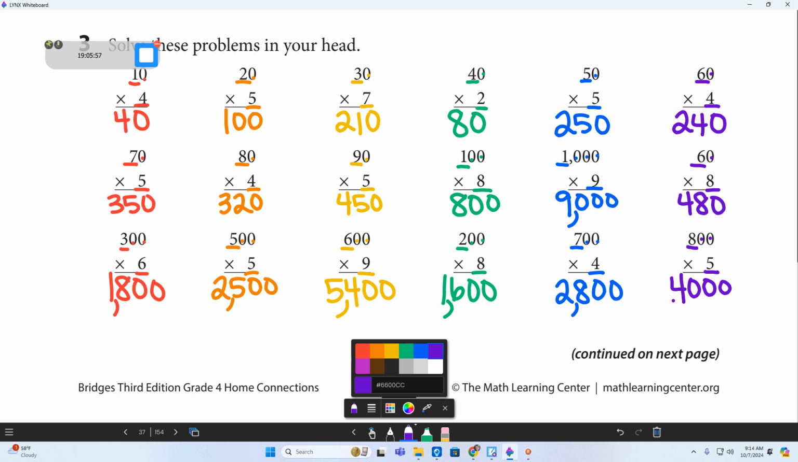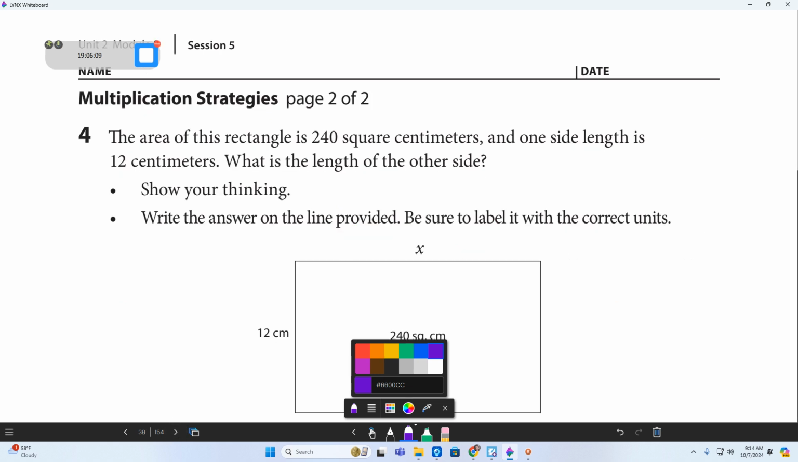That's because this 0 is part of the basic fact, and we need 2 more in addition to that. 1, 2, 3, comma. All right, let's go on to page 34. The area of this rectangle is 240 square centimeters. So something times something equals 240. One side is 12. What's the length of the other side?